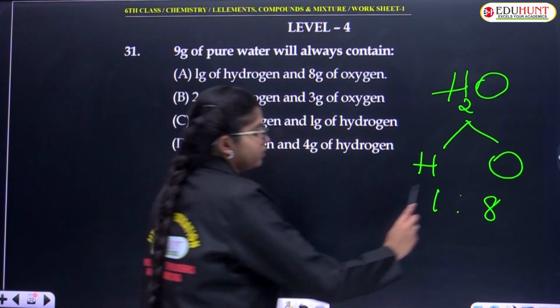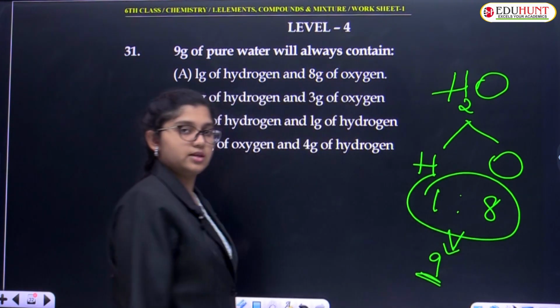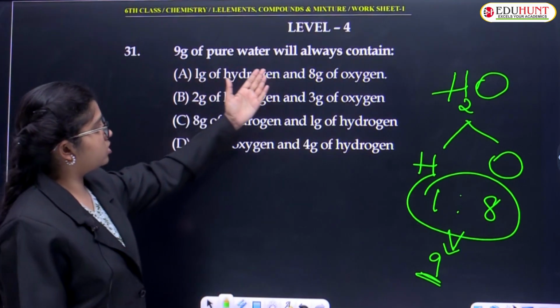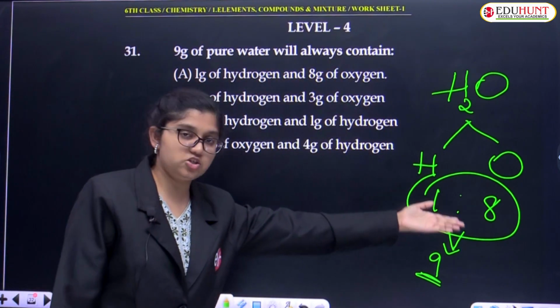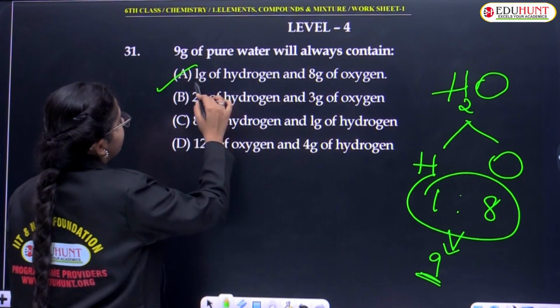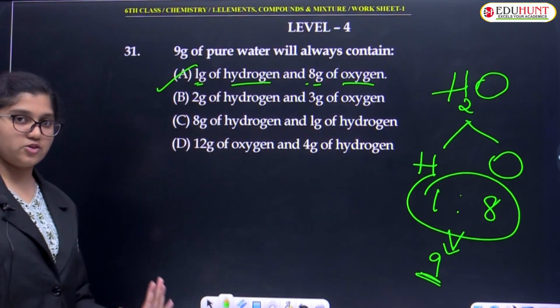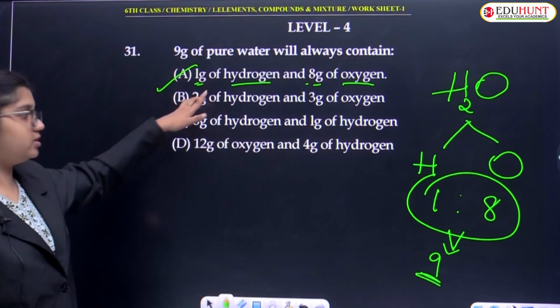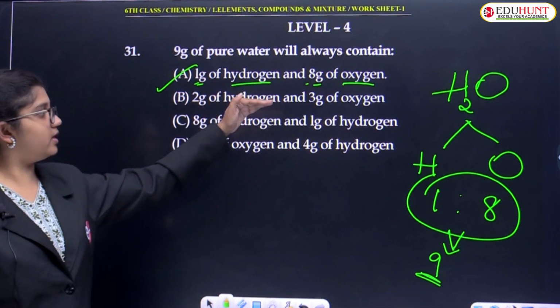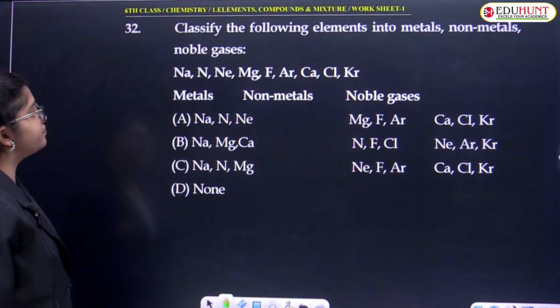So the total makeup is 9 parts. That's the question: 9 grams of pure water will always contain. The ratio is 1:8, simple. 1 gram of hydrogen and 8 grams of oxygen. Clear? Hope you are very clear with these options. 9 grams of pure water contains 1 gram of hydrogen and 8 grams of oxygen. Very good. Moving to the next question.